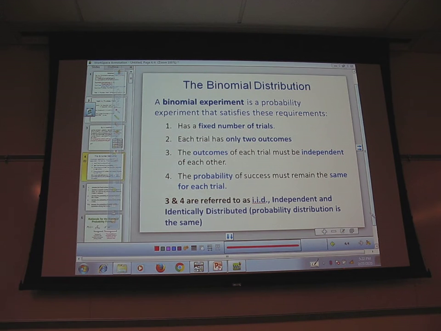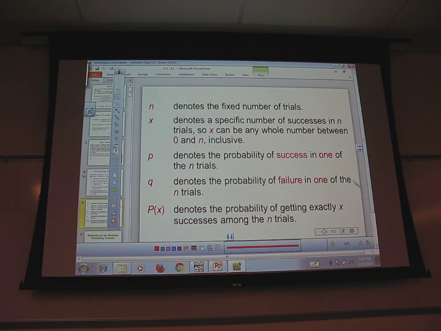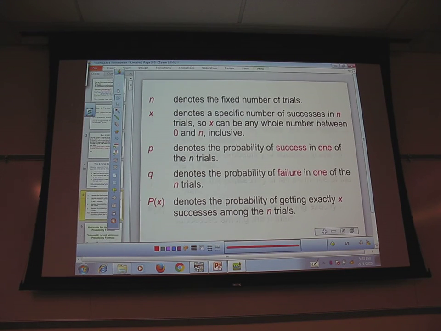Okay, so here's the notation. Stefan, go ahead, read.